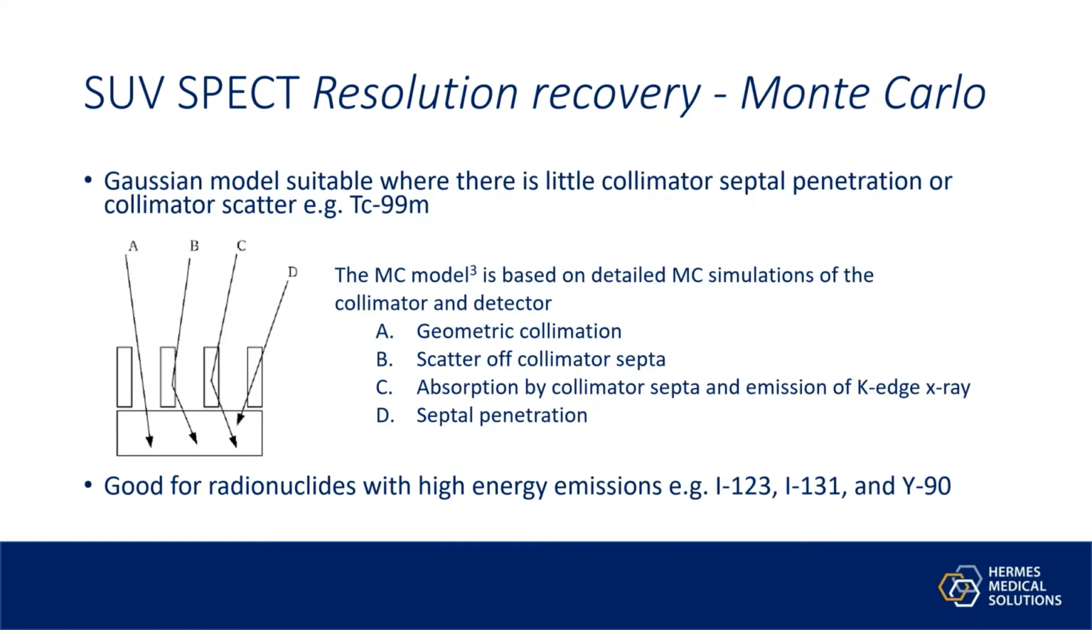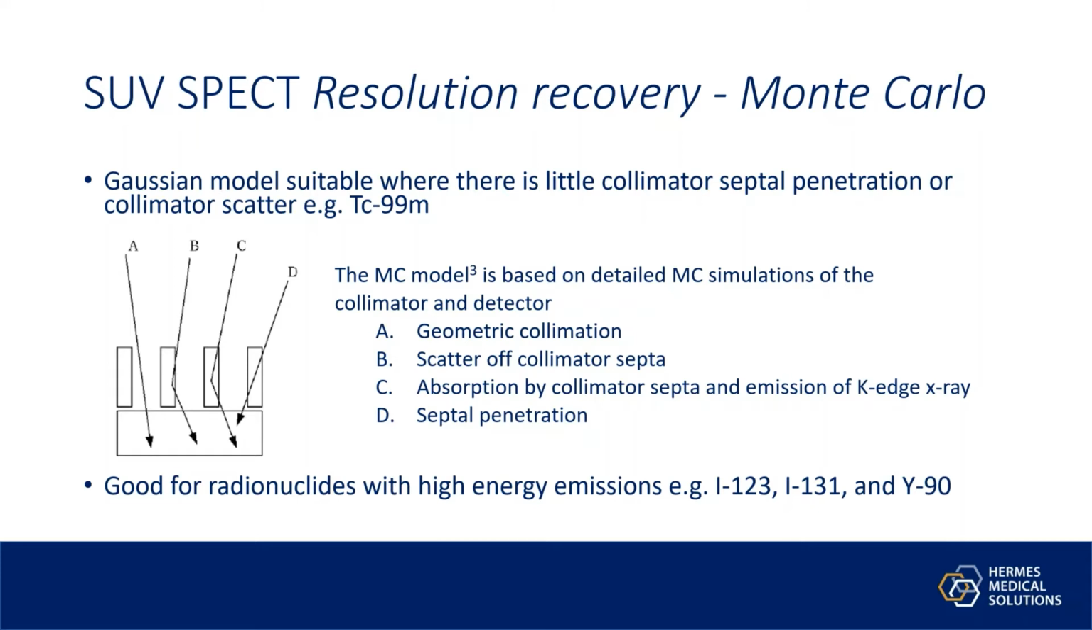So that method of doing resolution recovery is effective for well-collimated radionuclides. So technetium, for example, which is well behaved and is collimated well. But for other radionuclides, so things with higher energy emissions, such as I-123 or I-131, yttrium-90, the collimator does not do such a good job, and we have other interactions to consider. So we have a Monte Carlo model for the point spread function in these cases.